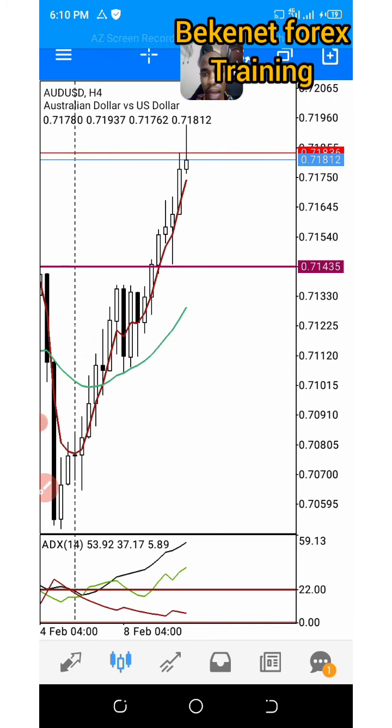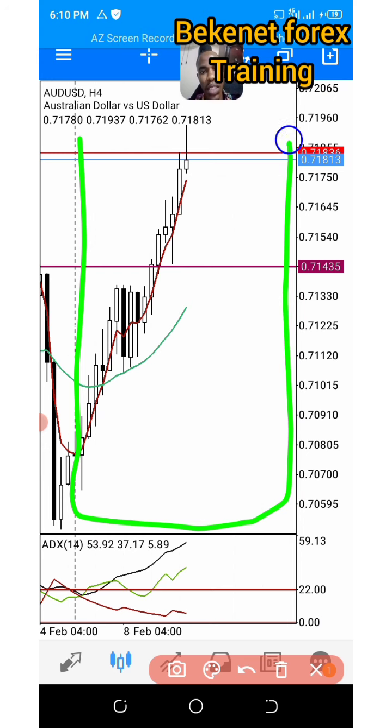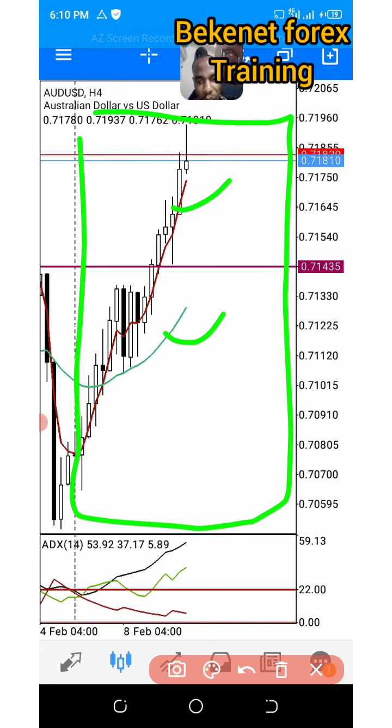Now in this chart, here is called the chart. This is where the price happens. You'll be able to see a red line. This red line is called the fast moving average, while this green line is called the slow moving average. Then you come down below here, you see the ADX.